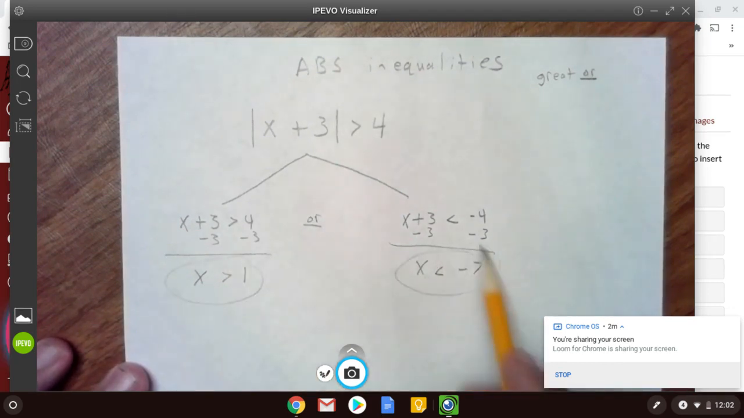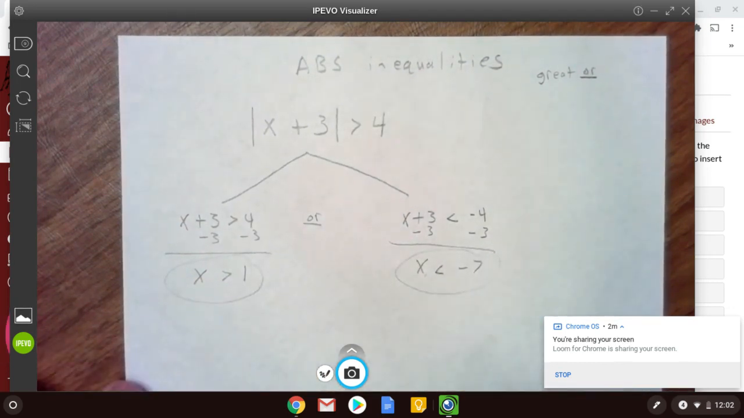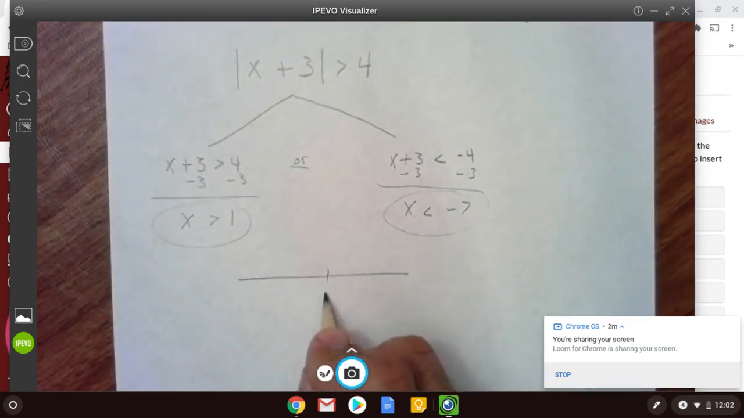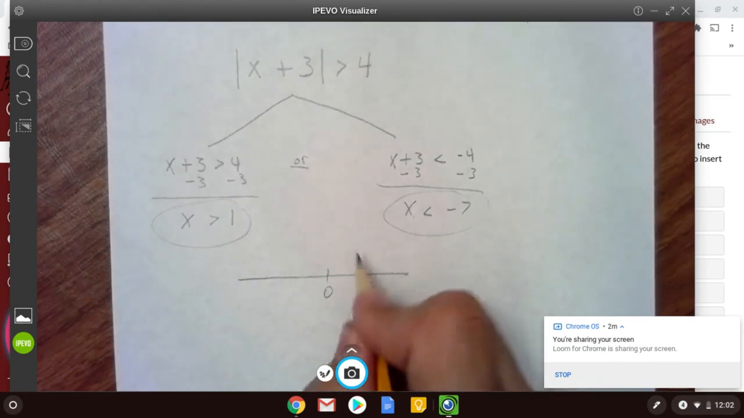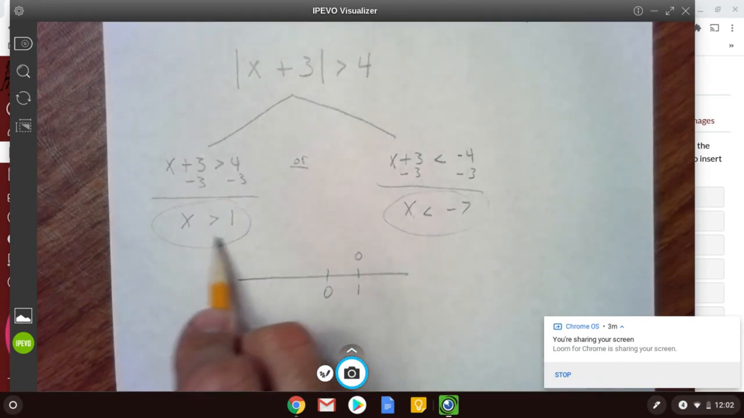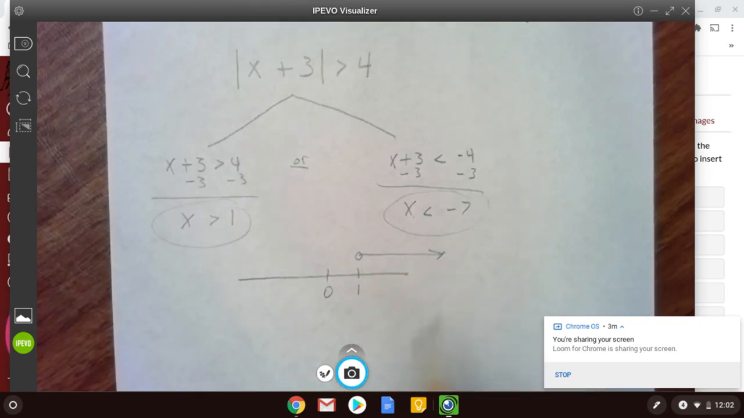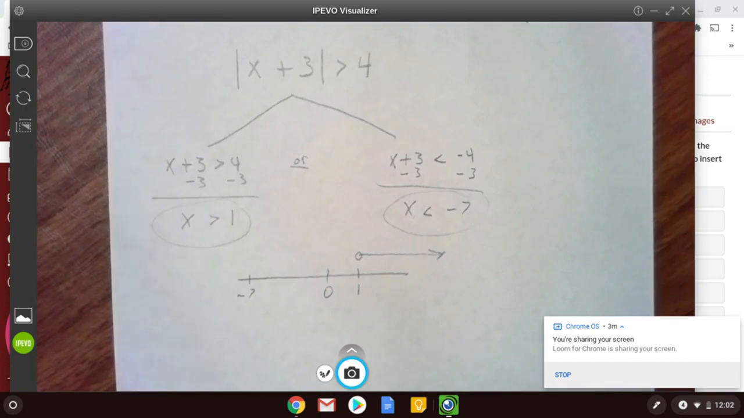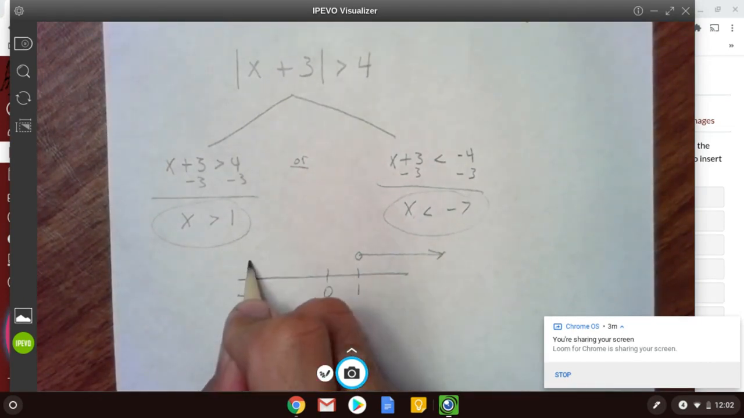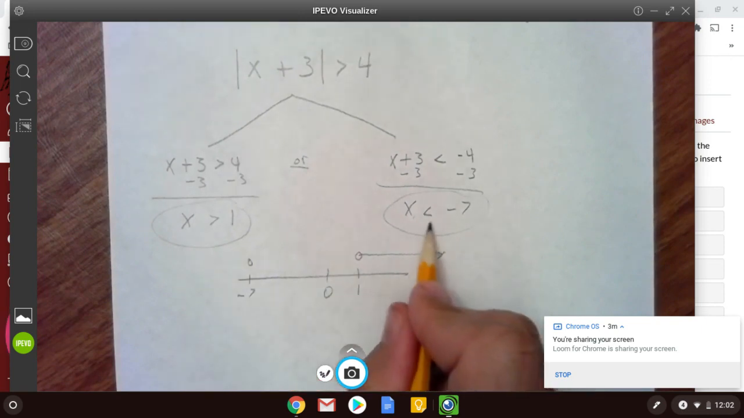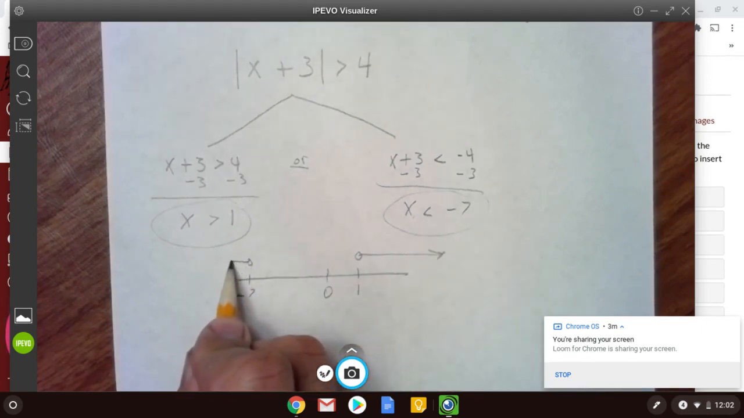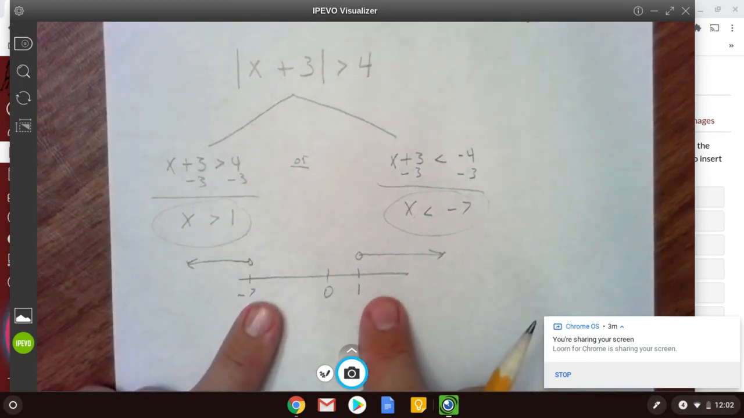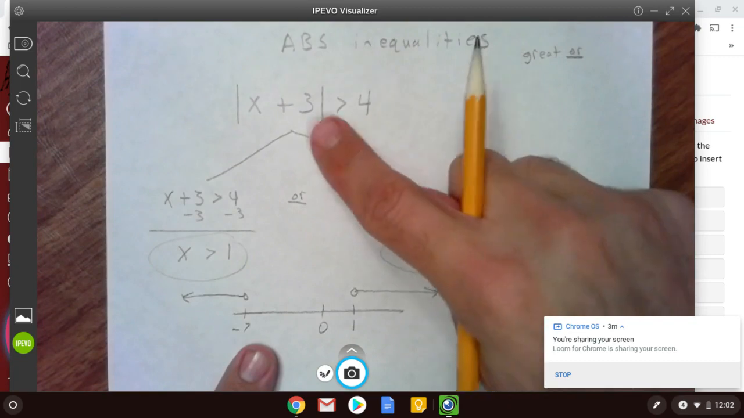All right, so we would graph the solution set for this, which would be, let's see here, 0. We'd have +1 there, and it's an open dot, and we're saying it's greater than 1, so any value this way. And then here we'd have an open dot at -7, and we're looking for numbers that are less than -7, so -8, -9, in that direction. So this would be our solution set for that inequality.